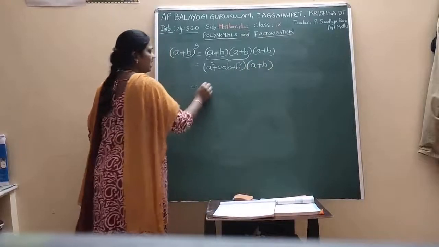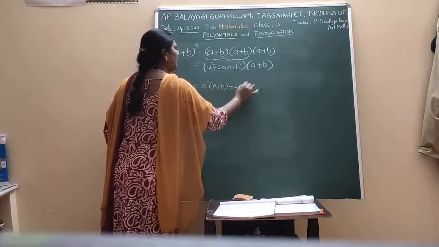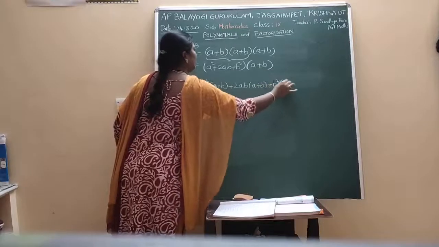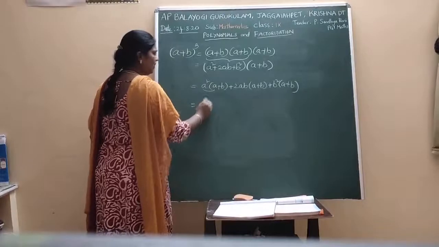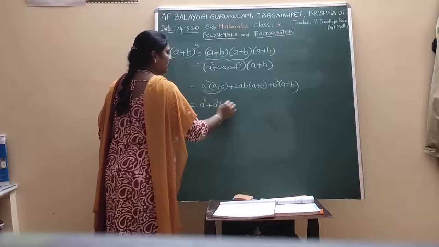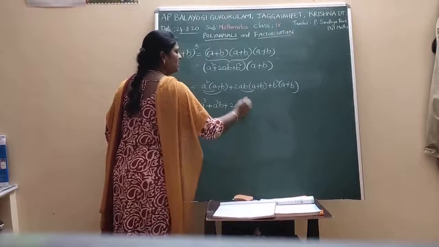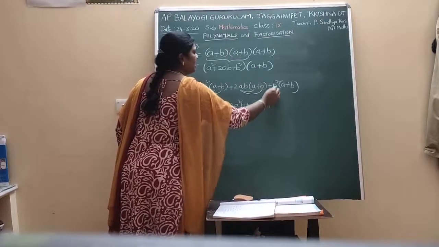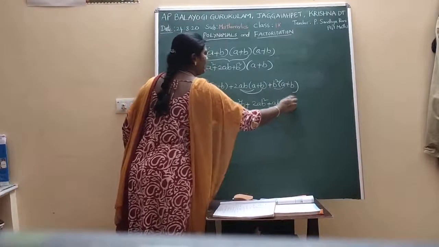So we get a square into a plus b, plus 2ab into a plus b, plus b square into a plus b. Now a square into a will be a cube. A square into b, a square b, plus 2ab into a, that is 2a square b, plus 2ab into b, 2ab square, plus b square into a, ab square, plus b square into b, b cube.